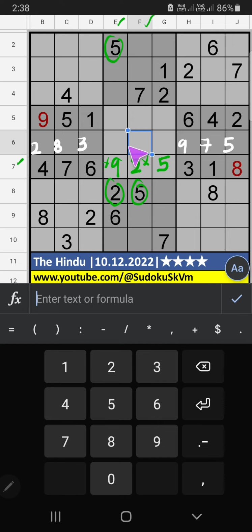Then 6th row, 3 numbers are remaining: 1, 4, 6. It will come in one of the cells. We will confirm later.